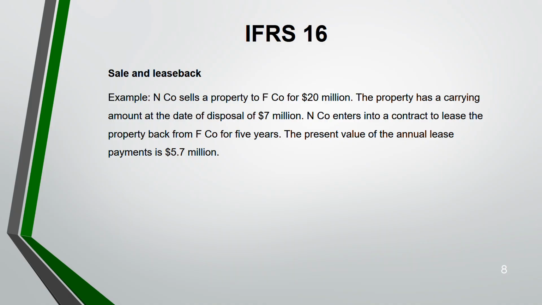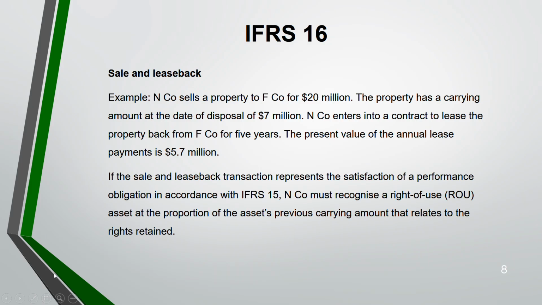Now, let's go through this example. N is selling a property to F for 20. The property has a carrying amount at the date of disposal of 7. N enters into a contract to lease the property back from F for 5 years. The present value is 5.7.